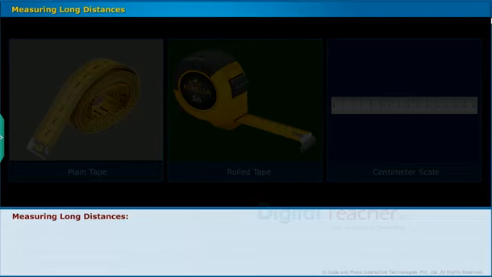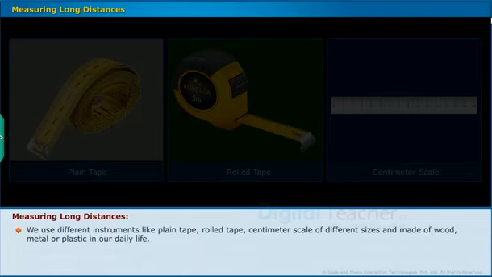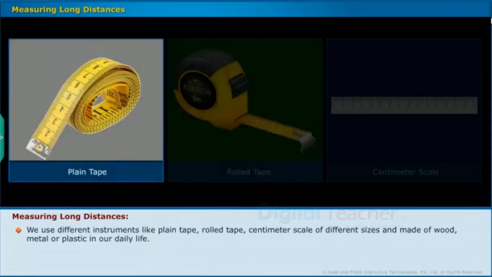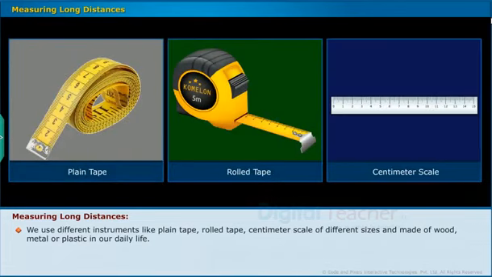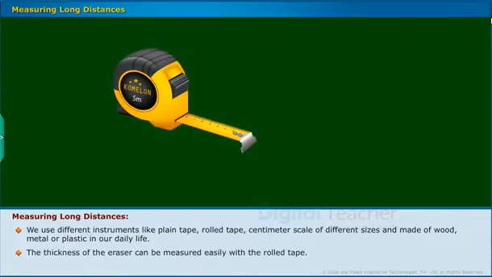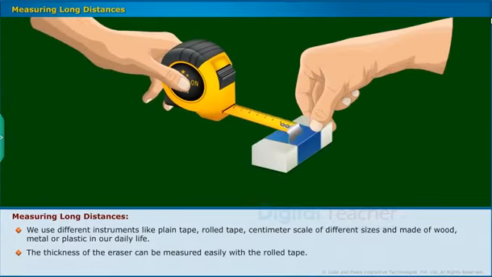Here, we will learn the way to measure long distances. We use different instruments like plain tape, rolled tape, centimeter scale of different sizes and made of wood, metal or plastic in our daily life. The thickness of the eraser can be measured easily with the rolled tape.